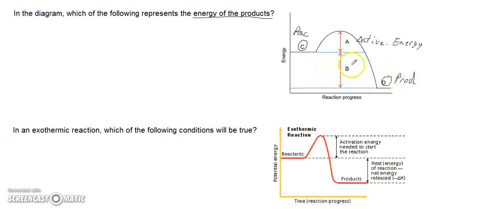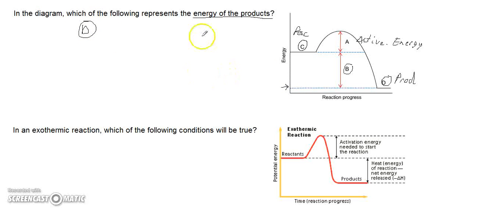So B is the change in energy between the reactants right here and the products right here, these two blue lines. So that's the difference in energy, or the change in energy, between the reactants and the products. And it's asking us which represents the energy of the products, and so clearly B is not it. We can follow the blue line over, and that would be how much energy the products have, so D represents the energy of the products.